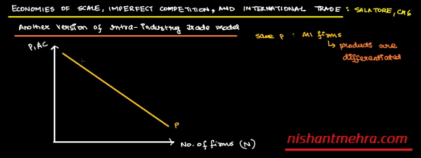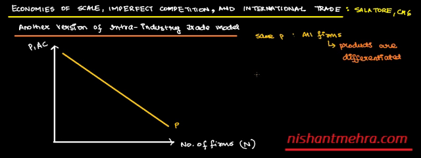Now, the relationship between the price of the product and the number of firms is negatively sloped. That means the larger the number of firms in the industry, the lower the product price. So if you have more firms here, the price of the product is low, and this is particularly because the competition is greater or more intense with more firms in the industry.